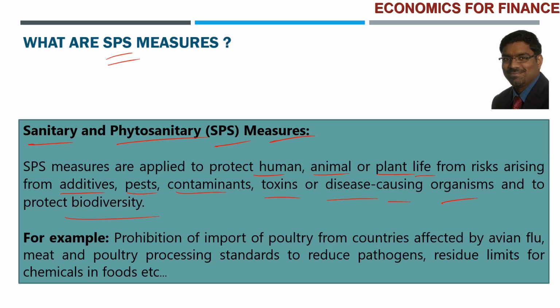But there might be so many other things, like disease-causing organisms, which might be part of the products also. They are attached to that. Unless we check them properly, unless we have proper measures in place, which are called SPS measures, sanitary and phytosanitary measures. We want our country clean, boss.